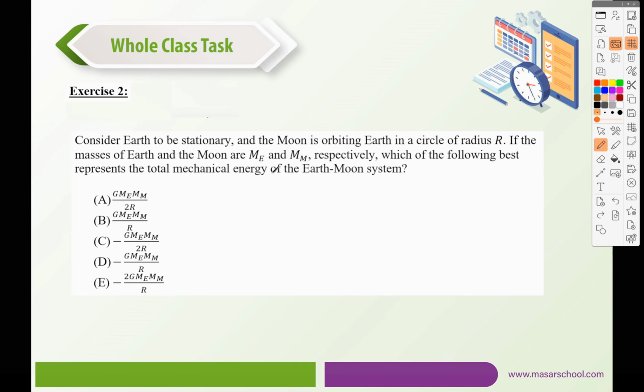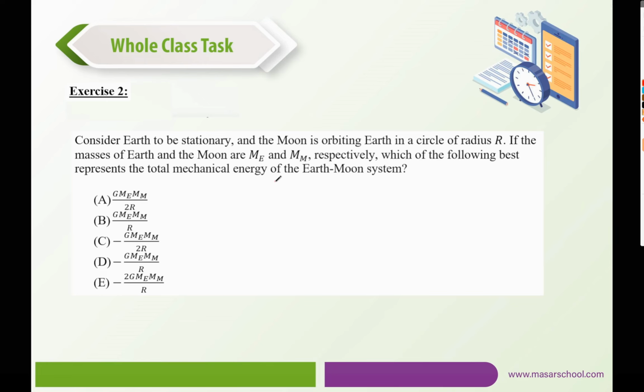Now consider Earth to be stationary and the moon orbiting Earth in a circle of radius r. If the masses of Earth and the moon are me and mm respectively, which of the following represents the total mechanical energy of the Earth-Moon system? This is important and will be visited again. The total mechanical energy is given by K plus UG.